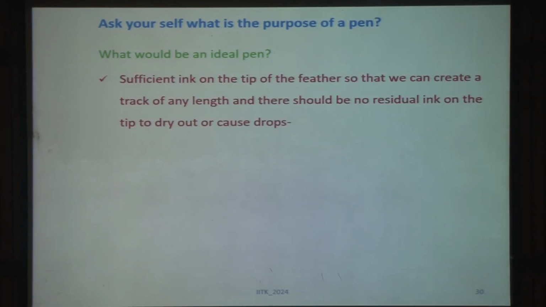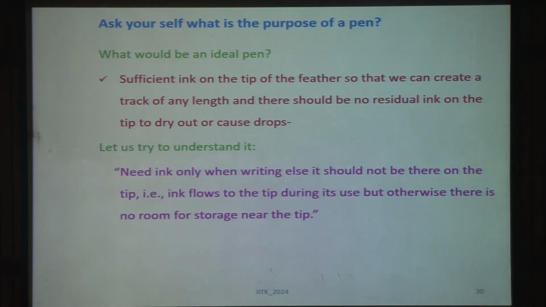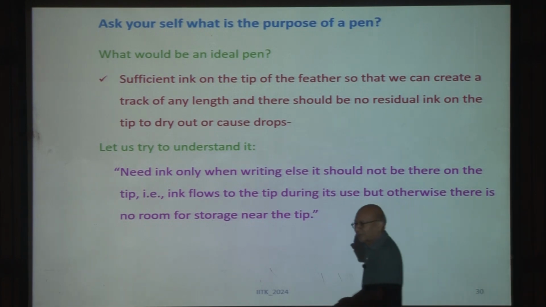Okay, so I would say I want to have a sufficient ink on the tip of the feather so that we can create a track of any length and there should be no residual ink on the tip to dry out or cause drops. Those were the disadvantages of goose feathers. I have just reversed it. Correct? That's what we want. So let's try to understand it. So we need ink only when writing, else it should not be there on the tip. That is, ink flows to the tip during its use, but otherwise there should be no room for storage near the tip. Yes, that's what we want.